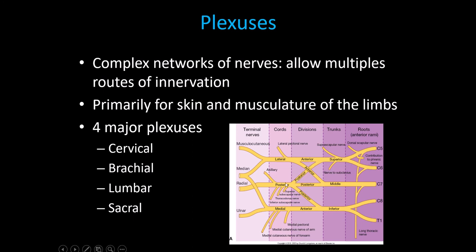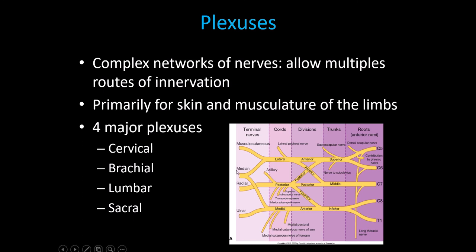through the 8th cervical and 1st thoracic, and go this way out to the median nerve. And so even if this area were damaged, you could still get innervation out to the median nerve through this other pathway. And so by having all these other pathways, the skin and muscles of our limbs have multiple routes of innervation.